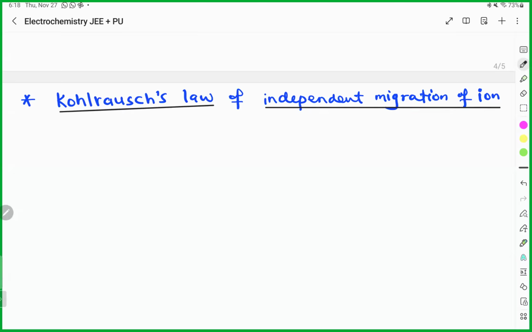What's the issue? Okay. So Chinmay, tell me, what is the Kohlrausch law of independent migration of ions? Yeah, sir. That law states that the limiting molar conductivity of an electrolyte is equal to the sum of the individual contributions of anion and cation. Correct. So the first thing is we apply this Kohlrausch law at infinite dilution.